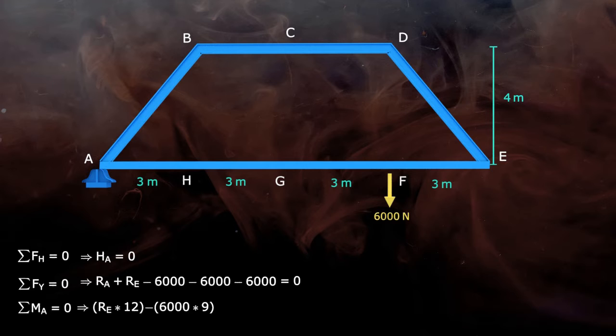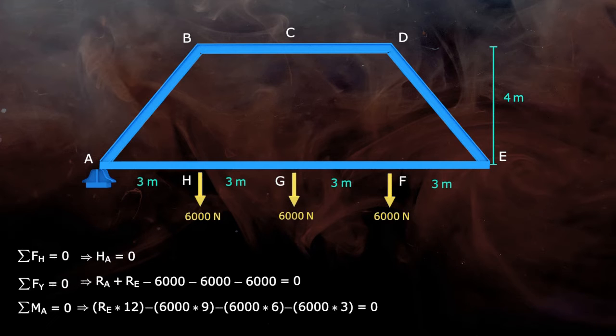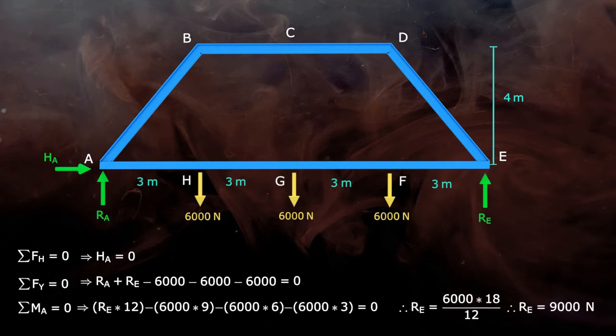Similarly, take the moment of the 6000 Newton forces at joints G and H, and the summation of all these moments is equal to 0. So we get RE equal to 9000 Newton. Put this value in the above equation and we get RA equal to 9000 Newton too.